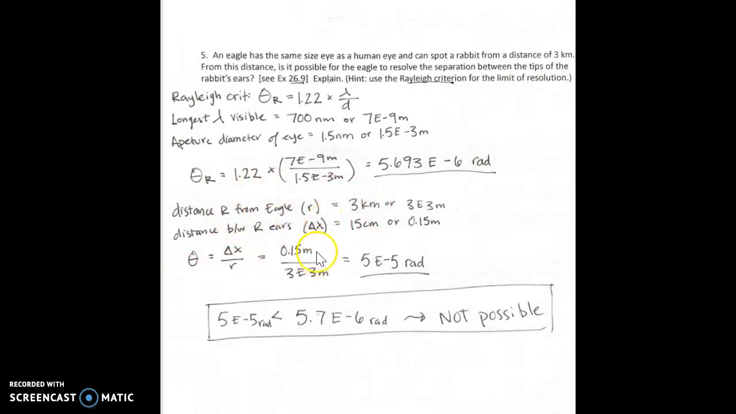And so plugging this in, you get 5 times 10 to the negative 5 radians, which is even smaller than the theta up here was. So it's because of that, it's not possible. The ears are too close together that from that distance, they're just going to look like probably one perky ear.